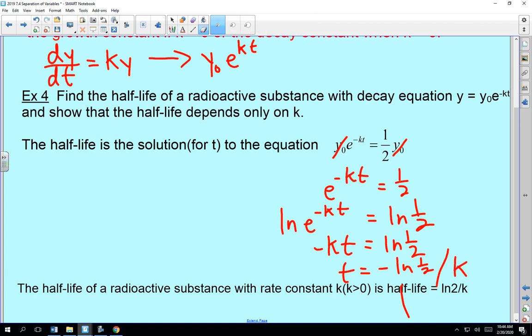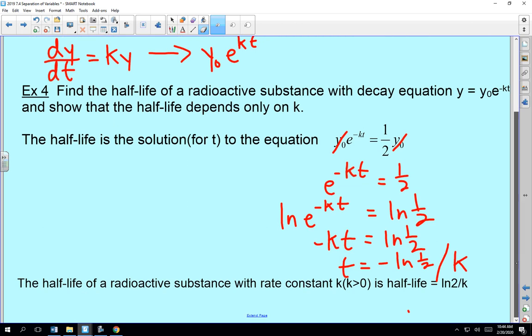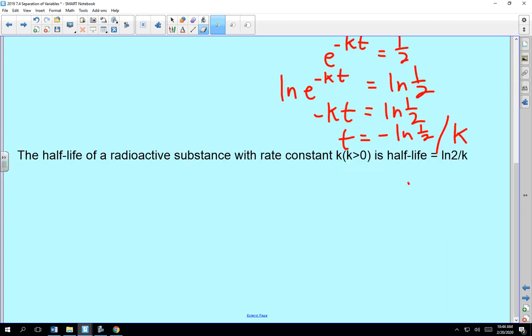In the textbook, they'll tell you that the half-life of a radioactive substance with rate constant k greater than 0 always equals ln of 2 over k. That's the constant. Is this really equal to that? It is. I can prove it.